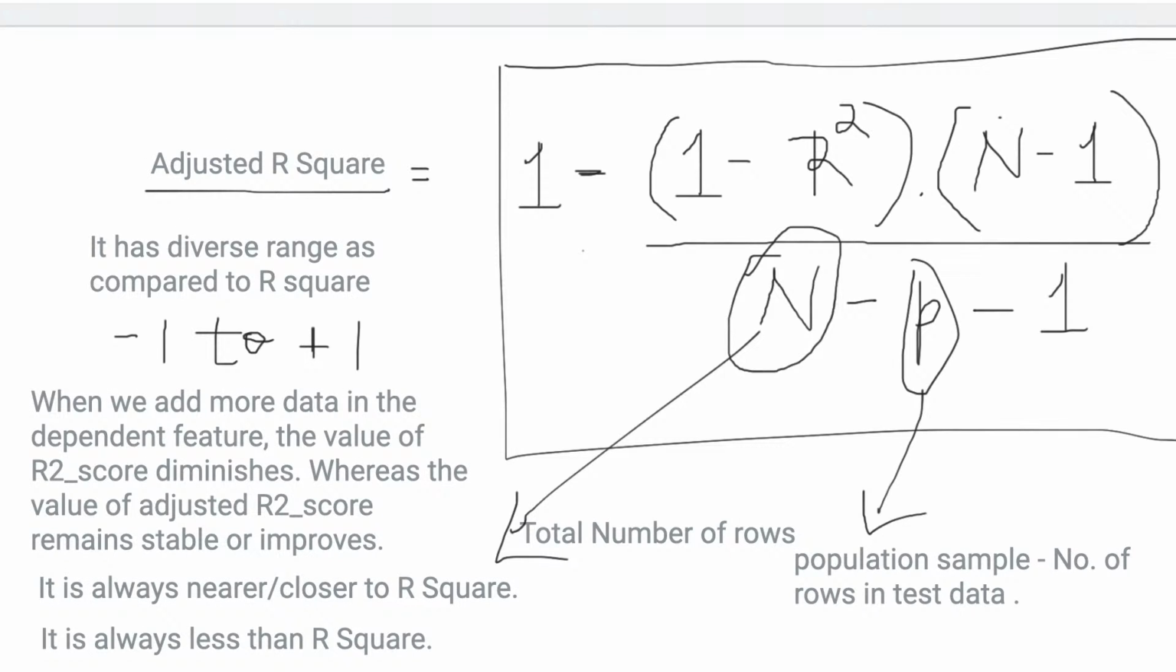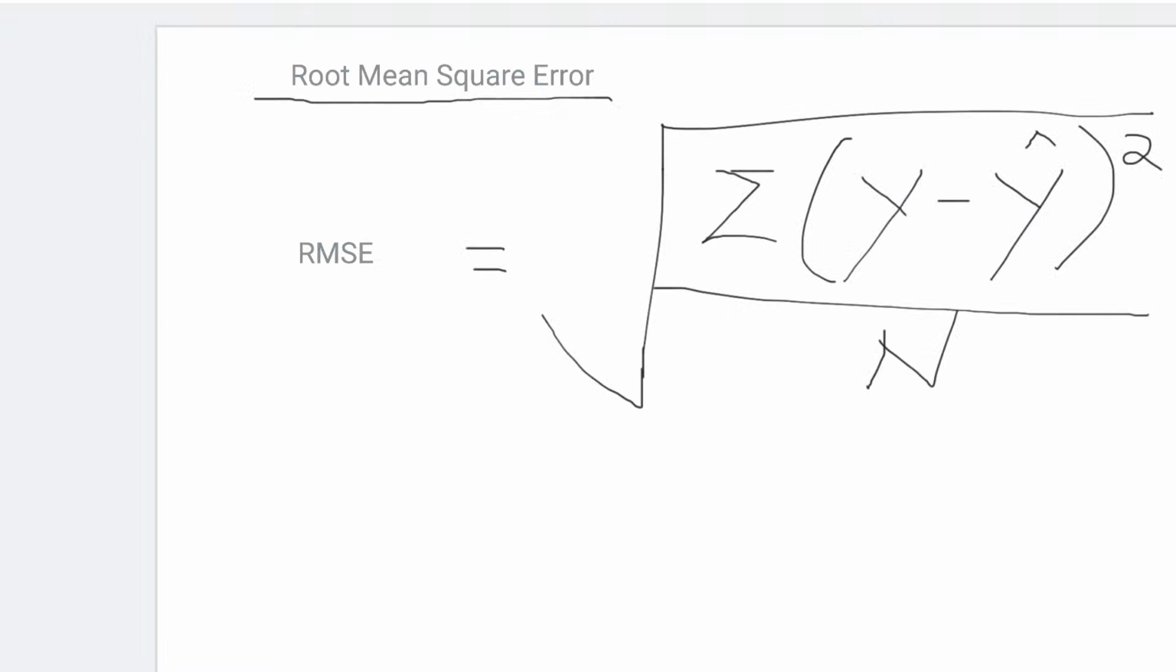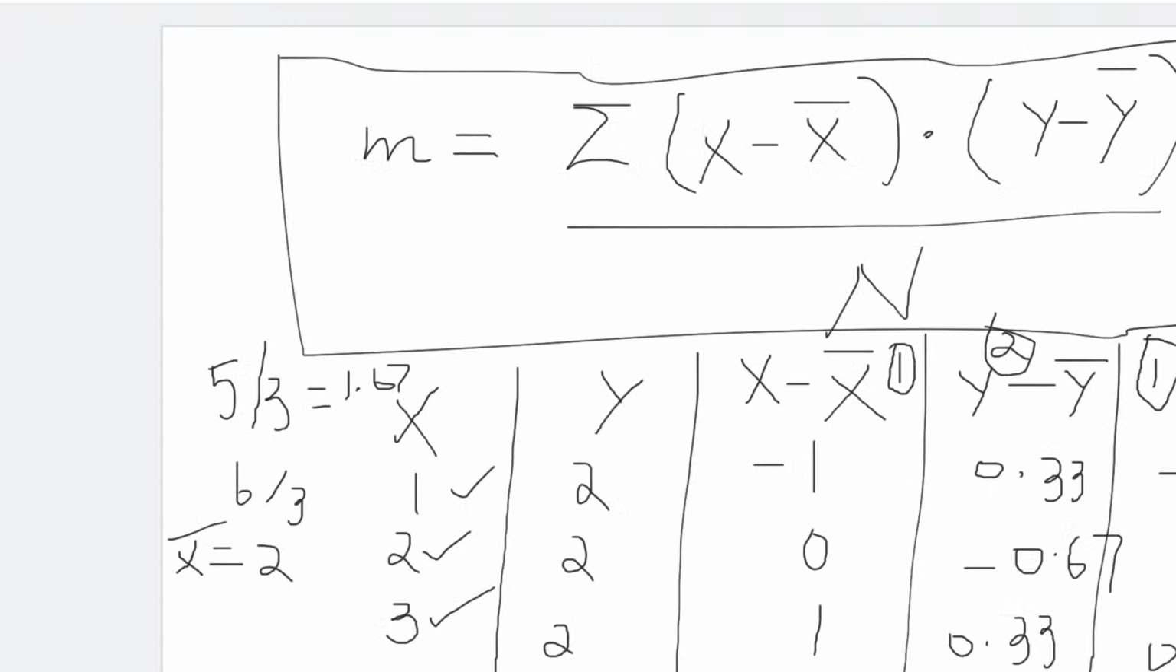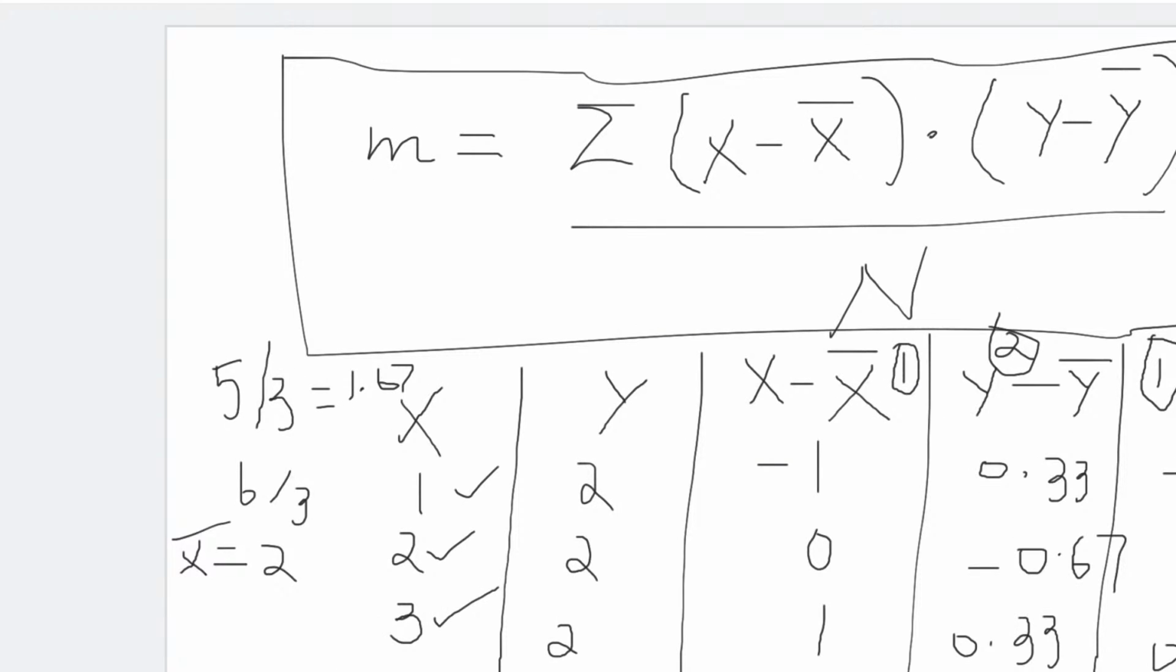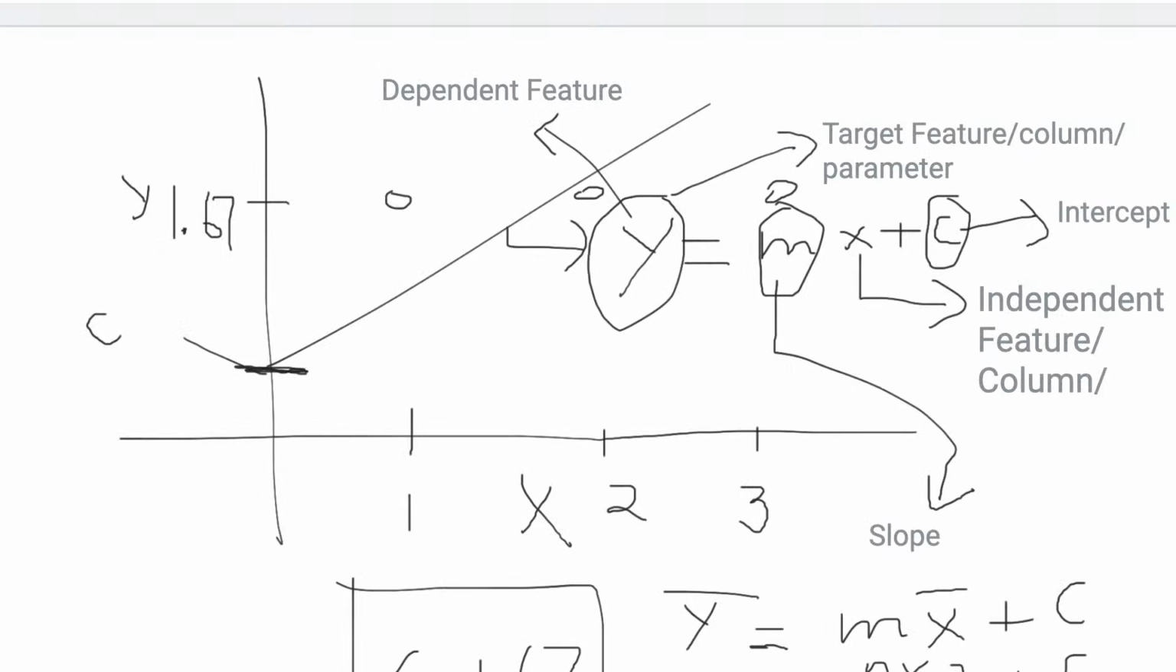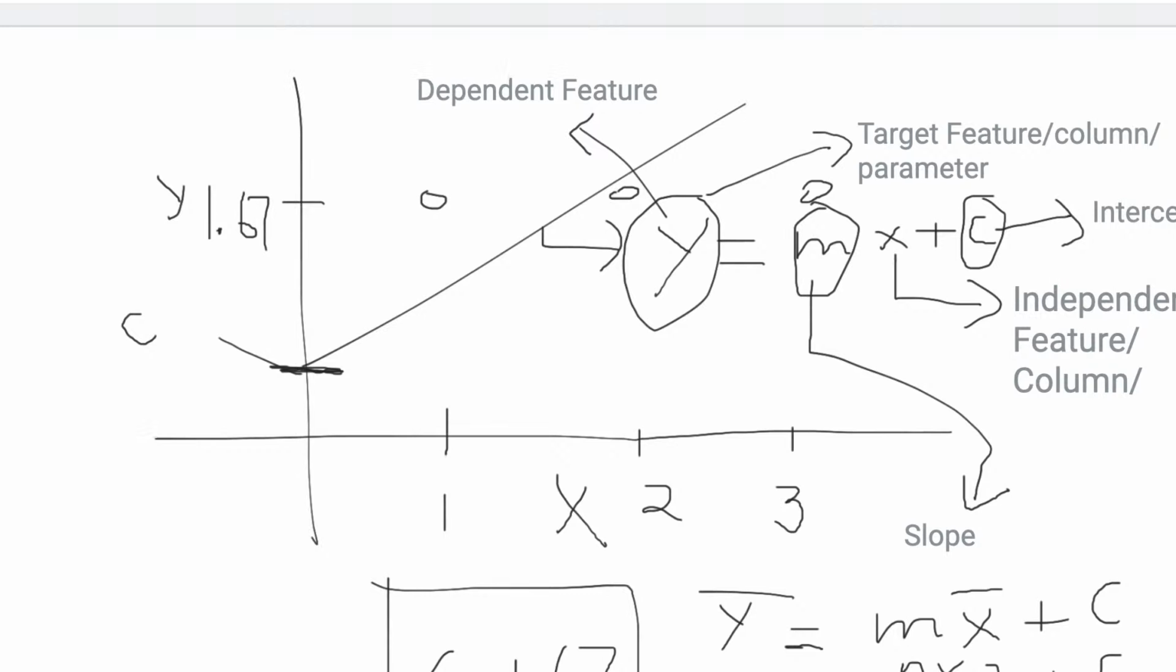So this is what linear regression is all about. We have linear regression, which is based on the equation of a straight line. It calculates the m based on this formula, and it calculates your c intercept. This y is the target feature, or dependent variable. This X is your independent feature. And C is your intercept, the one that cuts the y-axis.